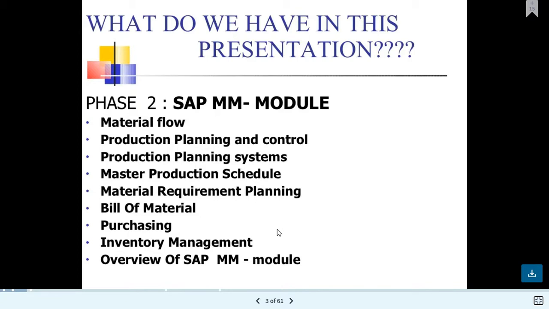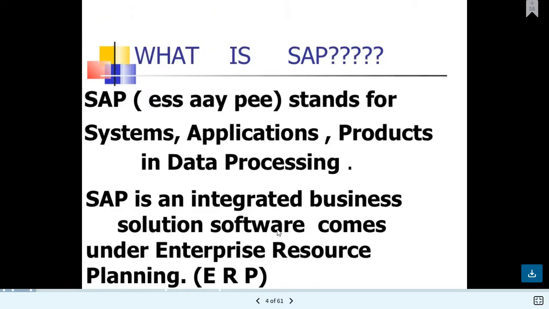So what do we have in this presentation? If we start from phase two, the SAP MM module, you will be able to learn material flow from this video. Production planning and control, how production planning and the system environment work, and the master production schedule, how we can schedule master productions. And material requirement planning, how we can generate the material plan, the schedule and the bill of material. We can check the cost and the bill of purchasing if someone is purchasing any orders, so that we can understand inventory management and the overview of SAP. So let's start. What is SAP?